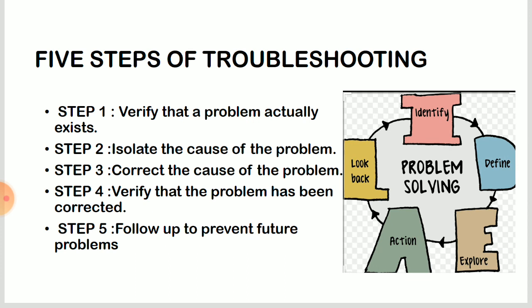I will repeat the steps once again. Step 1. Verify that a problem actually exists. Step 2. Isolate the cause of the problem. Step 3. Correct the cause of the problem. Step 4. Verify that the problem has been corrected. Step 5. Follow up to prevent future problems. These are the five steps of troubleshooting.